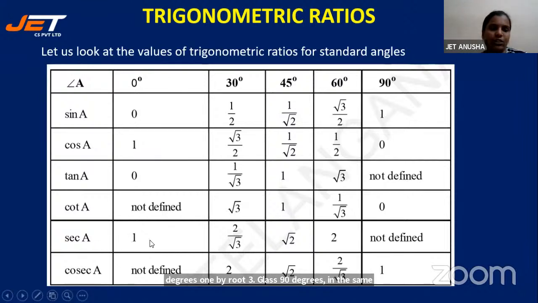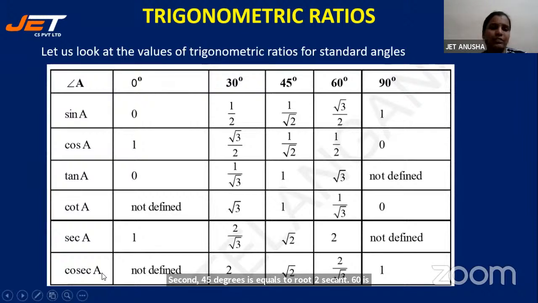Secant 0 degrees is equal to 1. Secant 30 degrees is equal to 2 by root 3. Secant 45 degrees is equal to root 2. Secant 60 is equal to 2. Secant 90 is not defined.